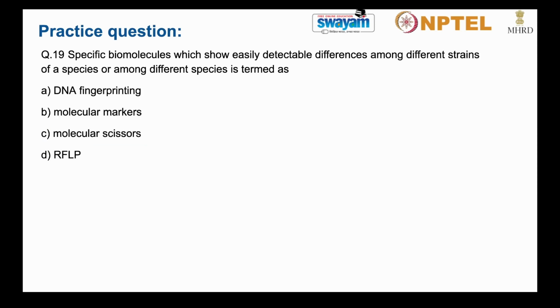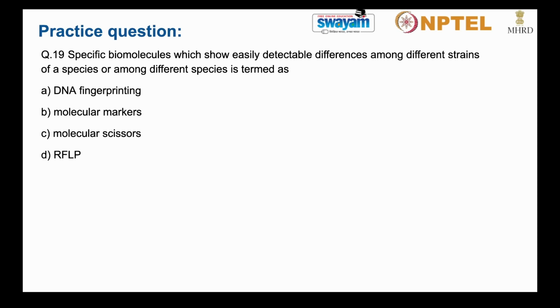Now let's move to another question. It says specific biomolecules which show easily detectable differences among different strains of a species or among different species is termed as. So whenever you compare different species, what do you think are the specific biomolecules which are helpful for detecting the differences among different strains?